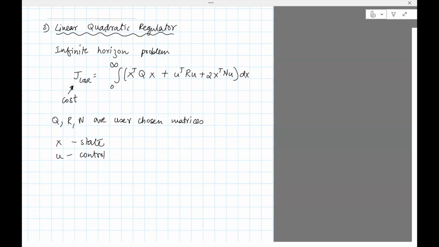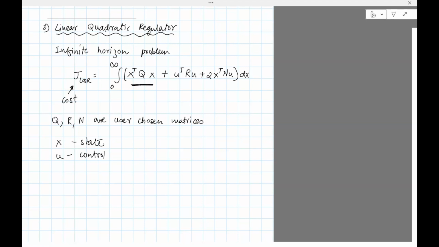Okay, so for example, if you set R equals 0, N equals 0, and you just set Q equals, let's say, 1, then your cost would only involve the first term, and you're saying that x transpose x should be minimized. So what is x? It's basically deviation from 0. So you want to penalize the deviation from 0, and that's what that cost tells you.